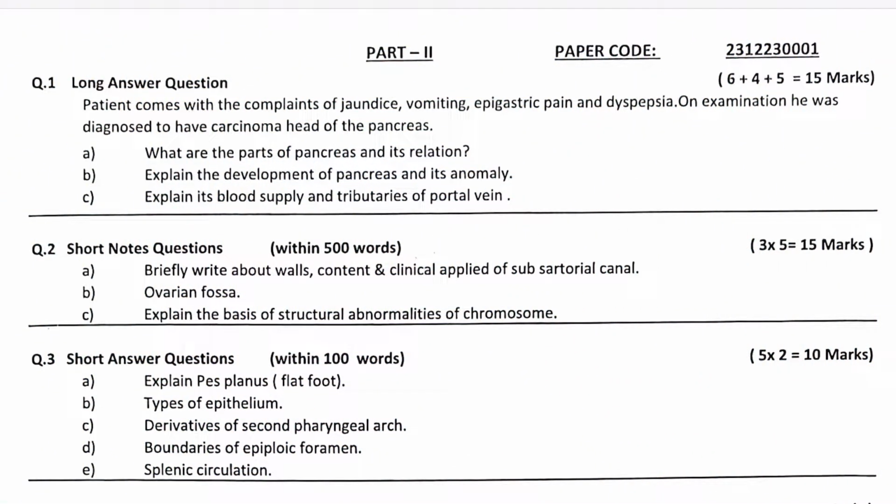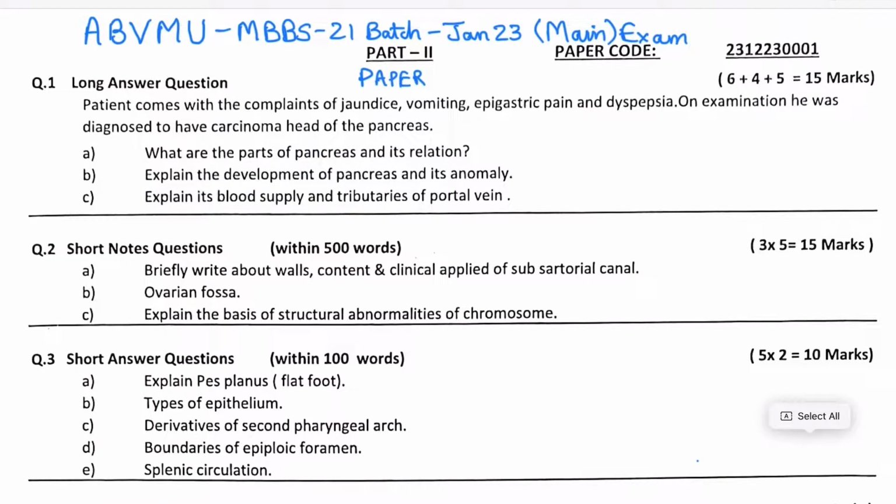Hello guys, this is a question paper of anatomy from Atal Bihari Vajpayee Medical University for the students admitted in MBBS 2021. This paper was held in January 2023. So it is of main exam. This question paper is paper 2 part 2. So this was of 50 marks.